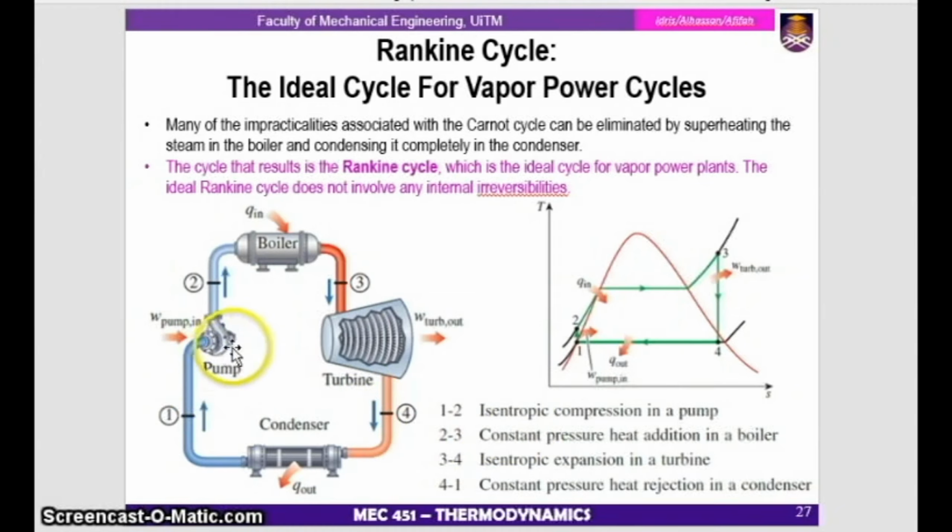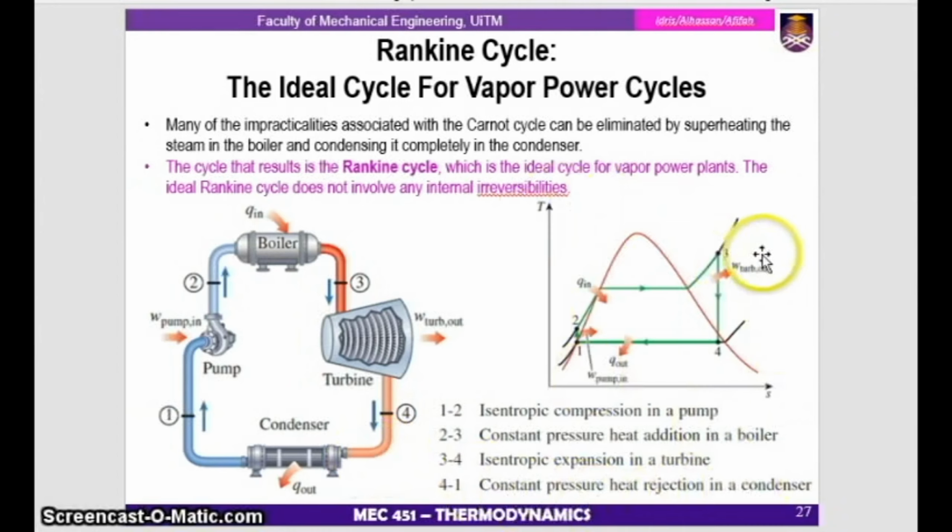Okay, based on this, for process number 1-2, when the pump is turned on, the water will go in the pump, and then isentropic compression in the pump. 2-3, constant pressure heat addition in the boiler. 3-4, isentropic expansion in the turbine. Expansion will occur in this turbine, and 4-1 is constant pressure heat rejection in the condenser.